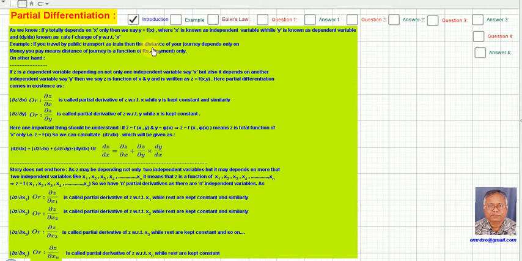Similarly, on the other hand, suppose there is a variable z which does not depend only on one variable, but depends on two variables, x and y both. It may be more also, but for simplicity let us start with two variables only.